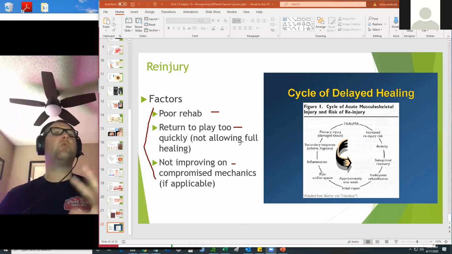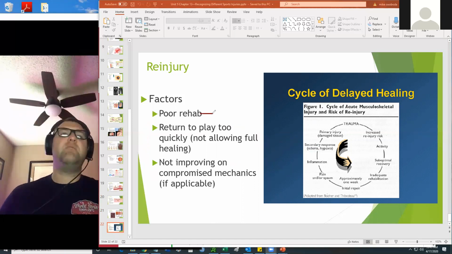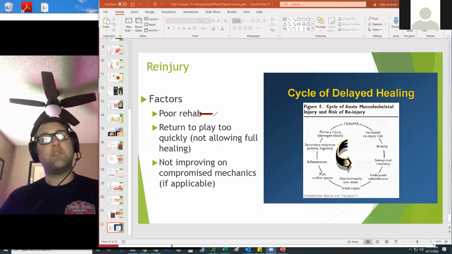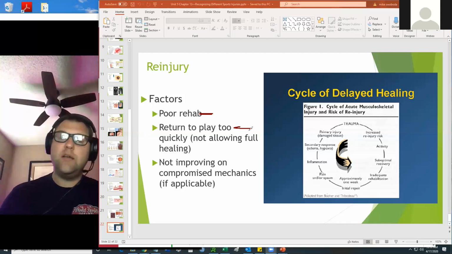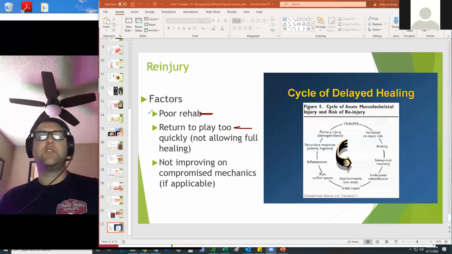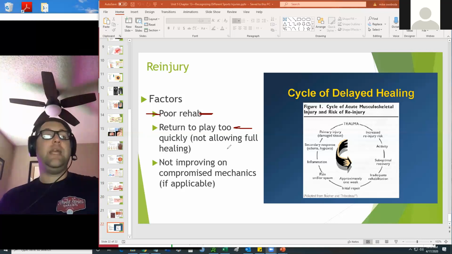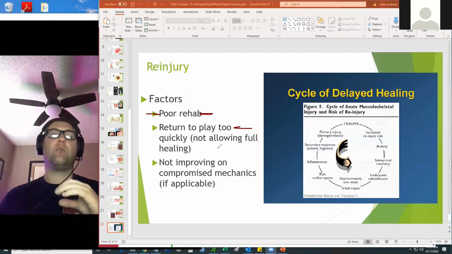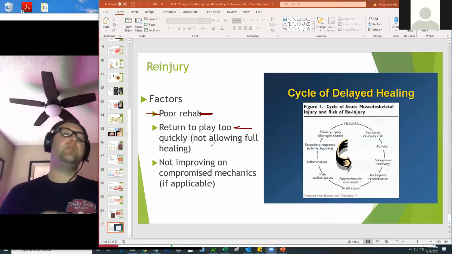So when we talk about re-injury, we're talking about factors that are self-inflicted. If you have poor rehab, meaning you haven't let the injury fully heal, or you haven't done enough to actually strengthen that area after the injury is healed, that puts you at a higher risk of injuring again. If you try to come back too quickly, you haven't allowed full healing. So poor rehab would mean you're not back to full functional strength. Not allowing full healing means you still have an active tear, or perhaps an active fracture. You haven't allowed the underlying tissue to completely heal.